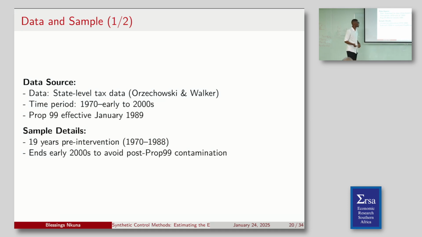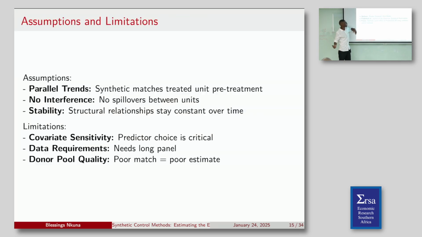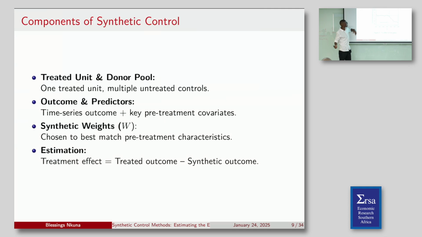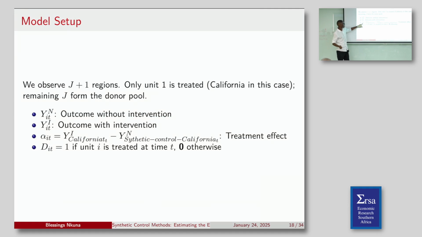Back to the model. So in this case, the treatment effect is basically the outcome of the treated unit, California, minus the outcome of the synthetic control. It's the difference in cigarette sales between California and the synthetic control.